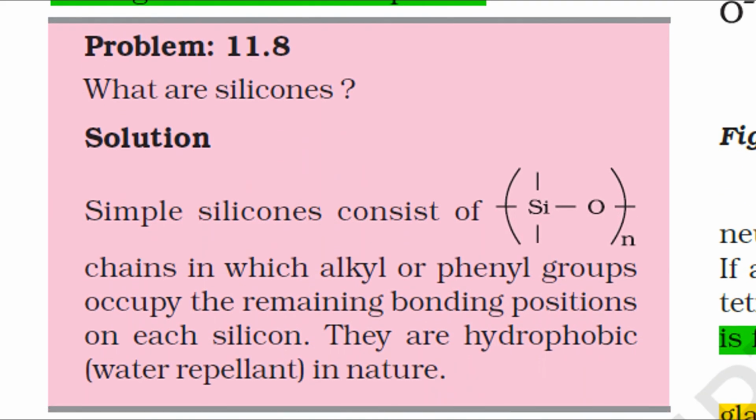Next, 11.8.4 Silicones. What are silicones? Simple silicones consist of R2SiO as a repeating unit, in which alkyl or phenyl groups occupy the remaining bonding positions on each silicon in the above structure. They are hydrophobic or water repellent in nature because they are surrounded by non-polar alkyl groups.